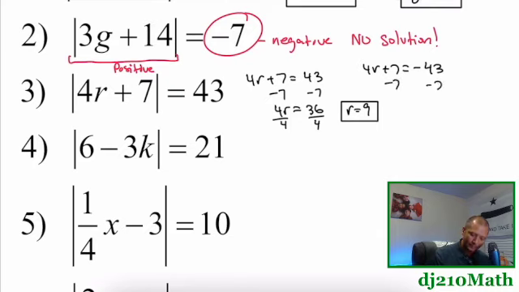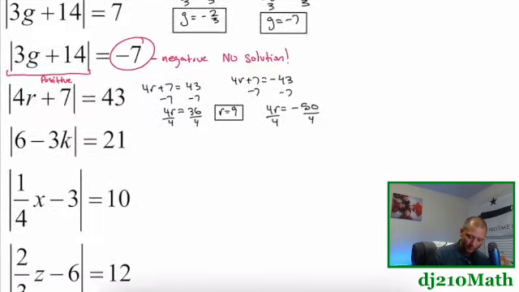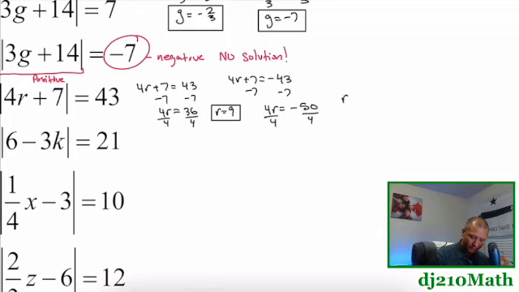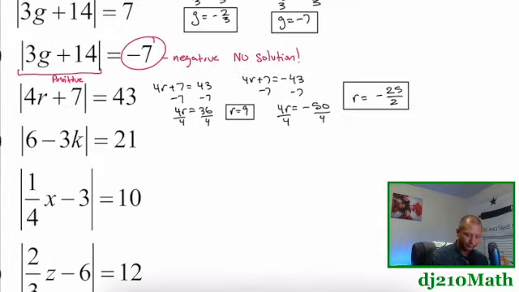Minus 7, minus 7. They're both negative. So 43 plus 7 basically is negative 50, right? You keep the negative sign. Divided by 4. So R is equal to negative 50 over 4, which is 25 over 2. So 9 and negative 25 over 2.